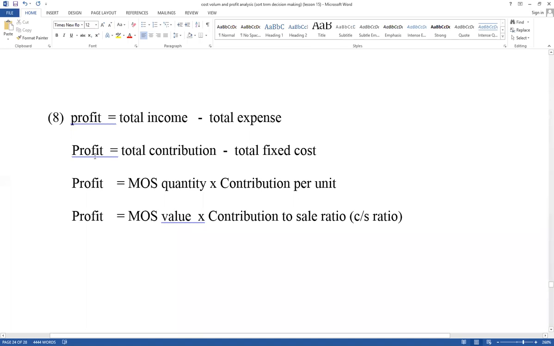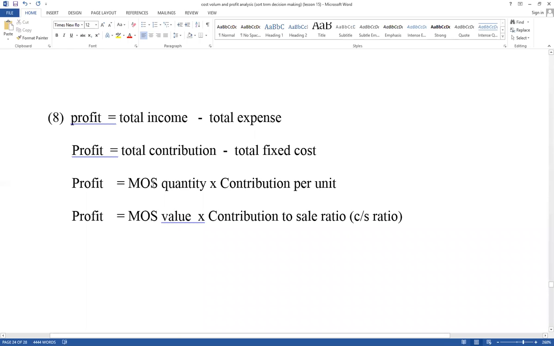And profit equals total contribution minus total fixed cost. Think about contribution: contribution equals selling price minus variable cost. Therefore, contribution includes fixed cost as well as profit. Therefore, from total contribution, deduct total fixed cost, the answer is profit. ගොඩක් ගණන් වල මේක තමයි අපිට apply කරන්න පුළුවන් නේ, very important.